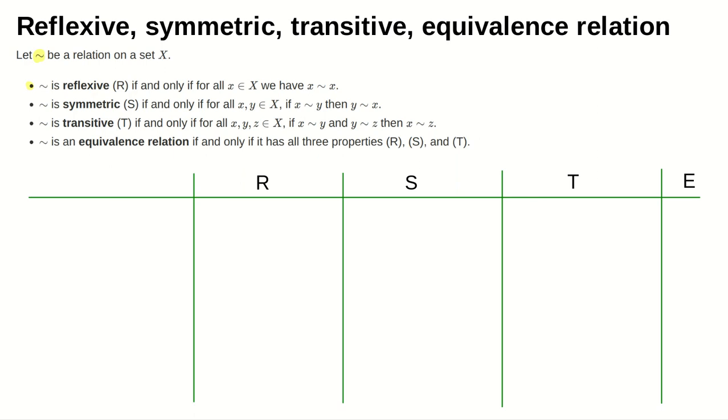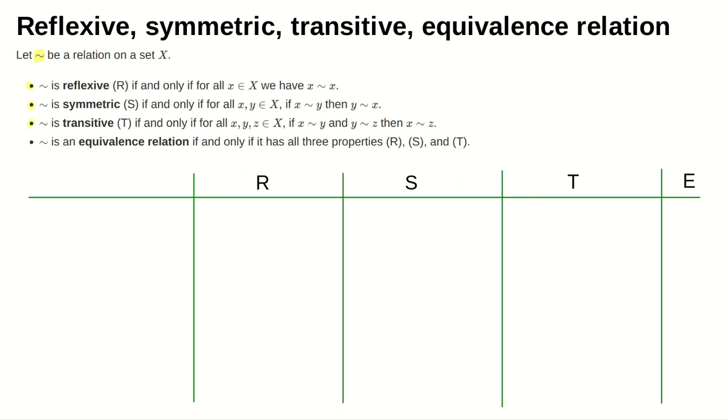The next property is called symmetry, S for short. A relation is called symmetric if whenever you have X is related to Y, then also Y must be related to X. Okay, there are no hidden assumptions here. This means always, if X is related to Y, then Y must be related to X as well. Whether X and Y are different, whether they're the same, if a relation is going to be symmetric, then whenever X is related to Y, Y must be related to X.